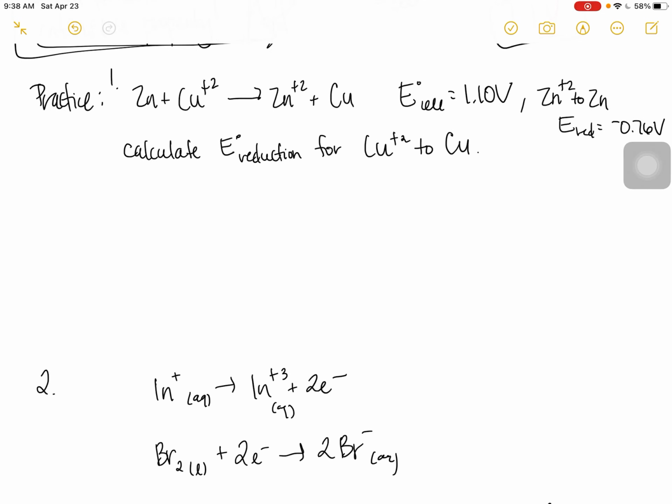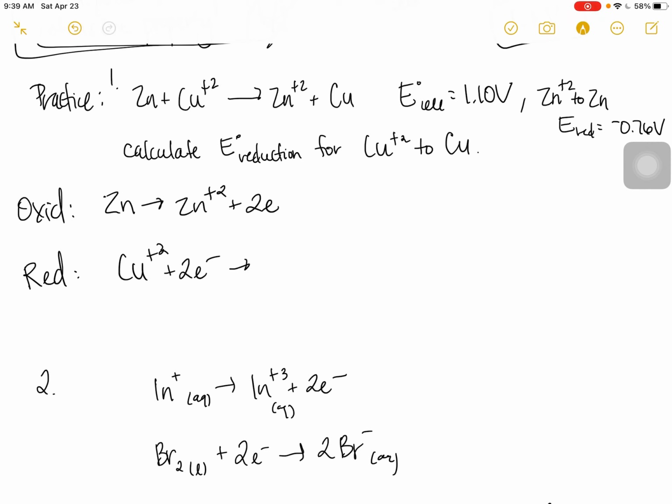Okay, so how do we do this? Well, this is a different one because just a minute ago we solved for E of the cell, but what we're looking for now is one of the potentials. So we have to break this down into the two reactions that are occurring. We know zinc is going to zinc plus two electrons. That's oxidation. And we know that copper plus 2 is going to copper. That's reduction.